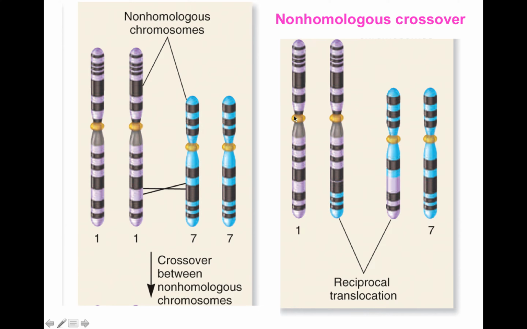Non-homologous crossing over can also lead to reciprocal translocations, where during meiosis, the wrong chromatids pair up and you get breakage and exchange.